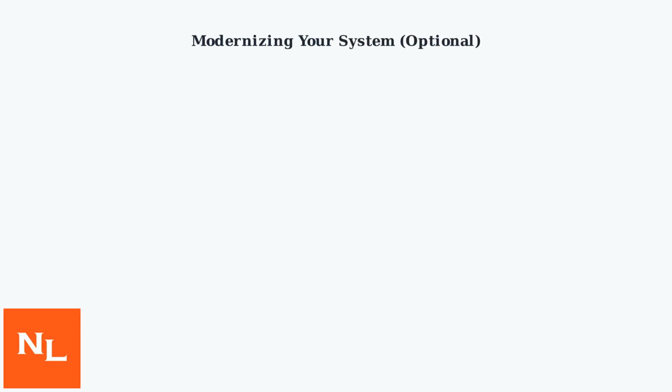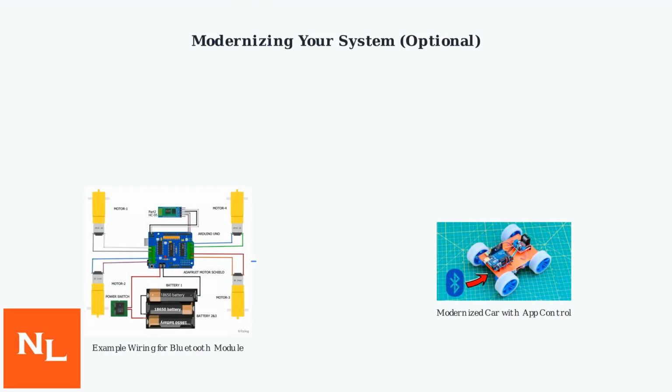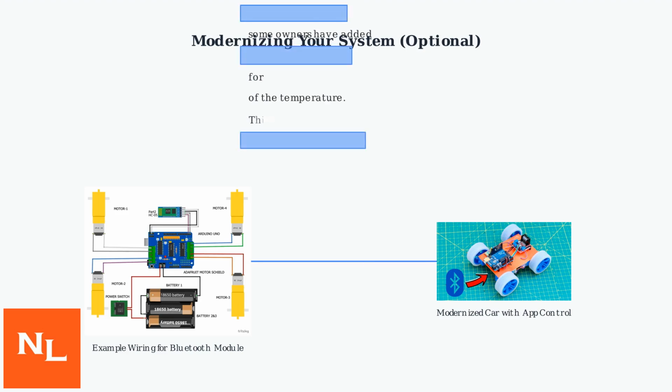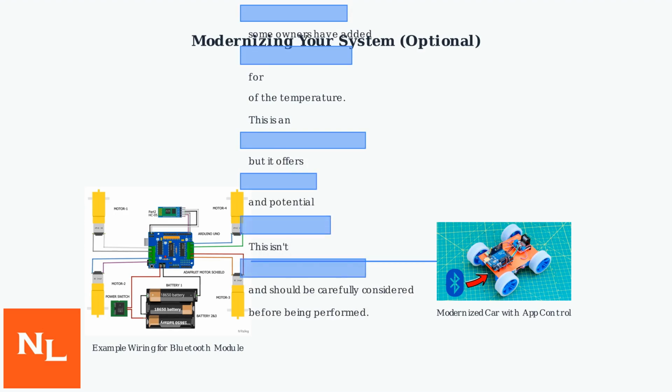While the TRAX has a manual system, some owners have added Bluetooth modules for smartphone control of the temperature. This is an advanced modification, but it offers convenience and potential energy savings. This isn't officially supported and should be carefully considered before being performed.